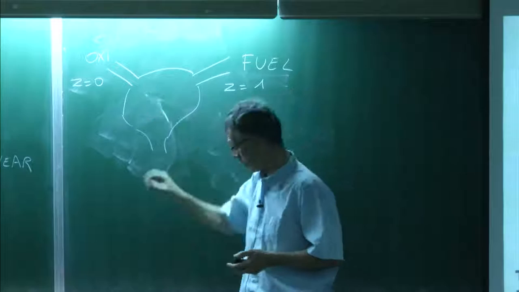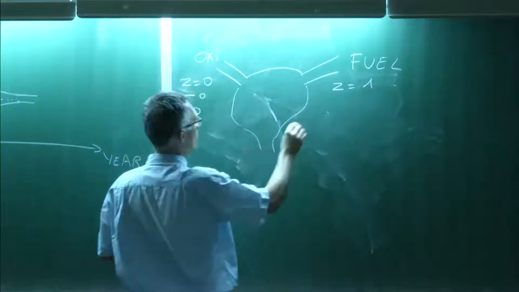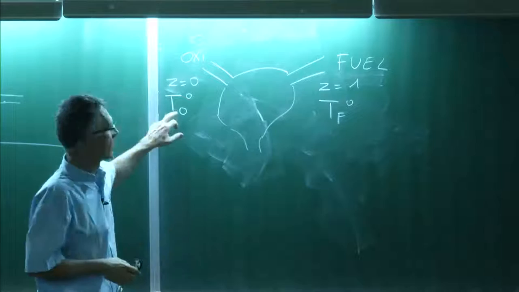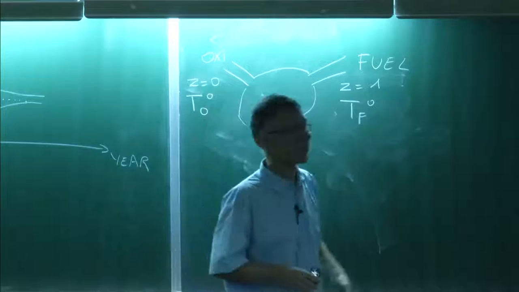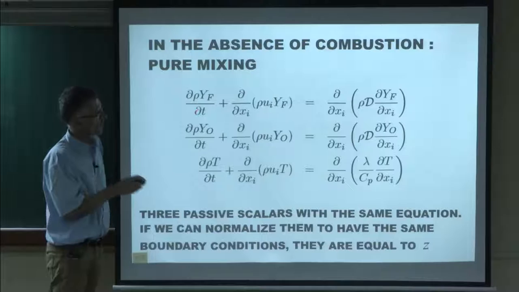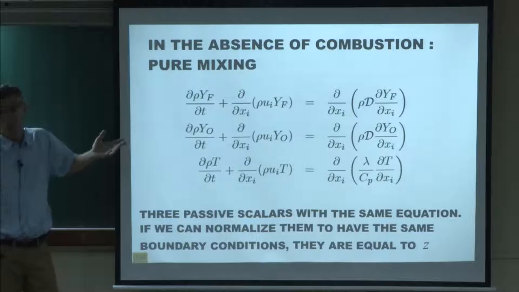Here I have one temperature, TO0. Here I have one temperature, TF0. In most burners, because of compression, the oxidizer will be hot, and the fuel, in general, will be cold. So this is 300K, and this is 700K. So that means that the fuel mass fraction itself is directly a passive scalar because it has no source term, there's no combustion. Same thing for the oxidizer, same thing for the temperature.